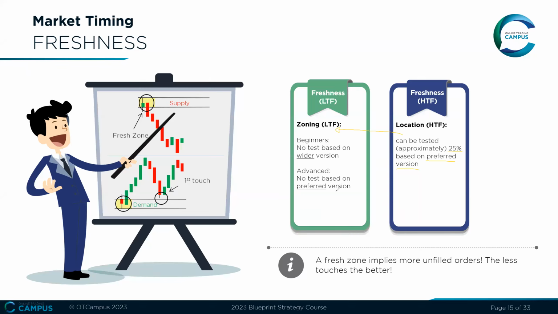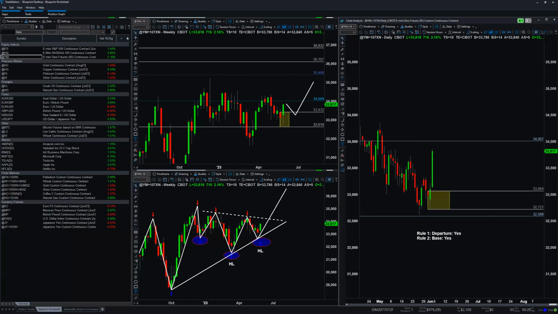And so there's going to be a beginners and an advanced rule. For the beginners in this room, you can just be black and white and say, if the wider is tested, it's done and dusted, you walk away. The advanced rule is if all rules are met and you just have a wider test, then you can still take it. But again, we're not isolating this. We're putting it into the right context of everything else, which is then the advanced way of doing it. So of course, a fresh zone implies more unfilled orders. The less touches, the better. That is true. There's no two opinions about it, and that will stay true.